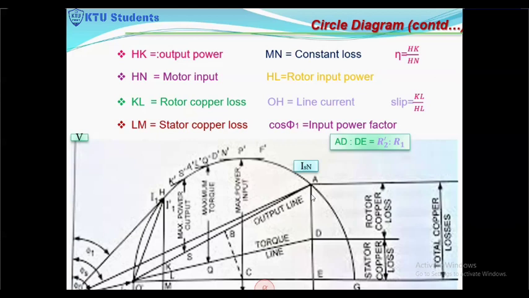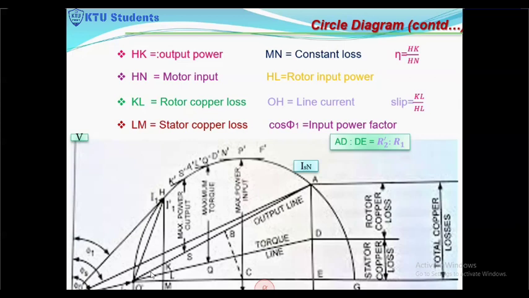Then you have to take the power scale also. For the power scale, if you have A, D, E and F, this AF will represent PSN. So the PSN value is divided by the total length AF. Then, once you have the output line and the torque line, you have to obtain the maximum torque, maximum output and maximum input.